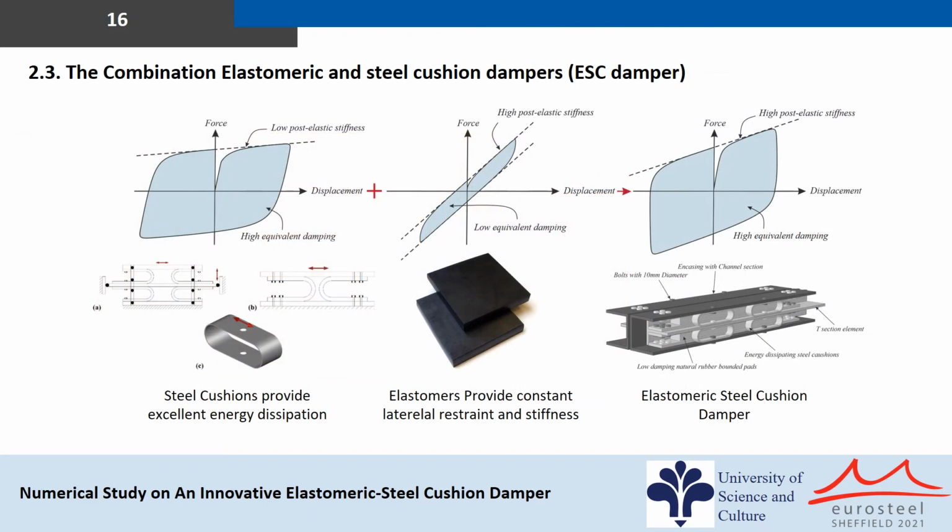The proposed damper in this paper is a combination of steel caution and elastomeric bearings. The steel caution in shear provides excellent energy dissipation for the new damper, while the elastomeric bearing provides constant lateral restraint and stiffness, especially in the post-yield zone of the steel caution. This way, the new proposed damper can combine the benefits of steel and elastomer.